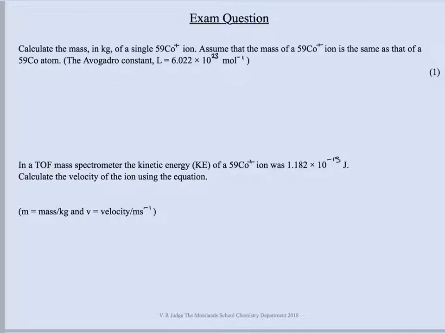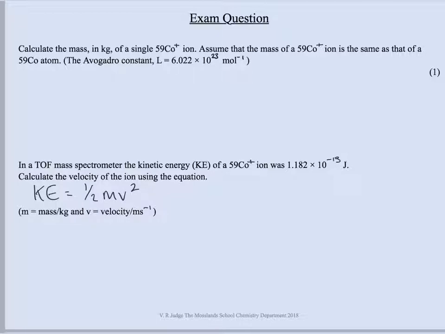Then in the second part of the question, in a time of flight mass spectrometer, the kinetic energy of a 59 cobalt plus ion was 1.182 times 10 to the minus 13 joules. Calculate the velocity of the ion using the equation. And it would give you this equation, which is obviously the one we've just seen. Kinetic energy equals half mv squared. And it outlines that the m is mass in kilograms and the v is velocity in meters per second.